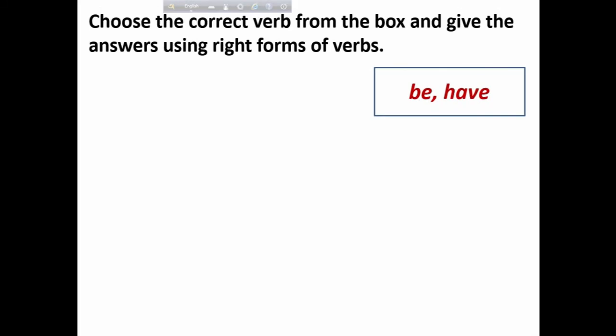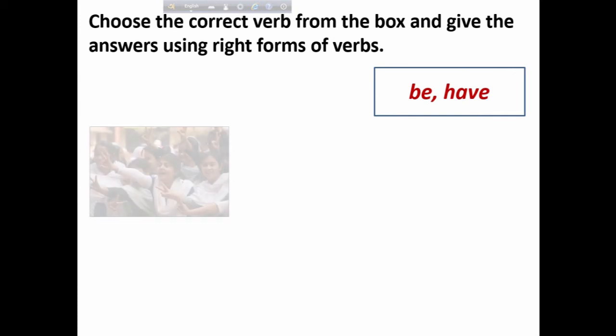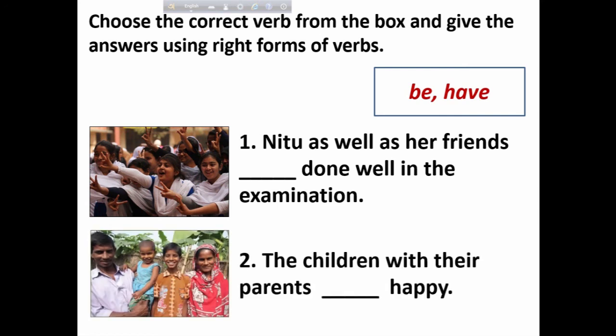Choose the correct verb from the box and give the answers using right form verbs. So Nitu as well as her friends. Before as well as we have found Nitu. So it will be has. The children with their parents, it will be are.